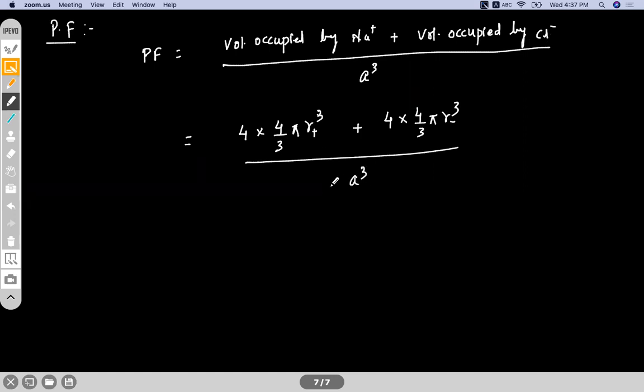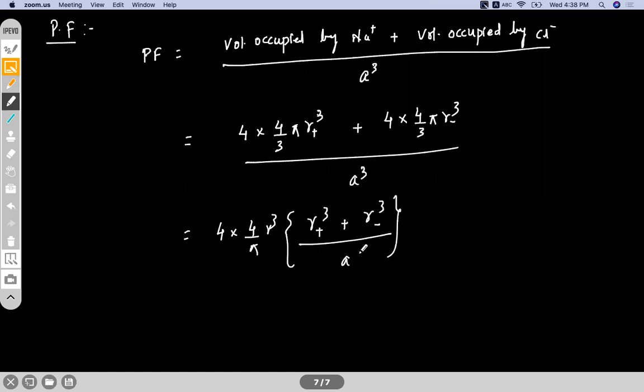The relations for r+ and r−, I have already given you in the previous slide. Based on the data you can find this out. So the expression would be: 4 into 4/3 π, times r+³ plus r−³, the radius of the anion, divided by a³. You can solve this and you'll get the packing fraction. Is it clear? Any doubt?